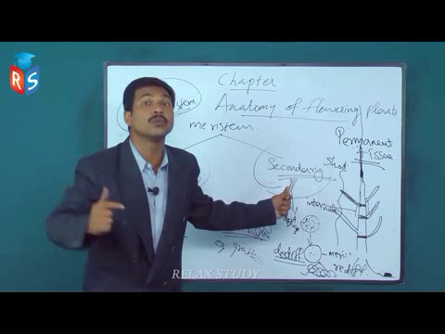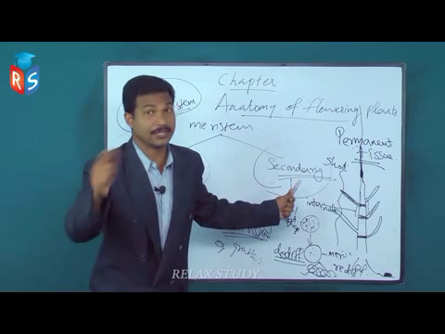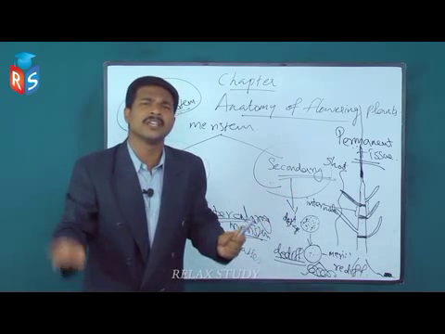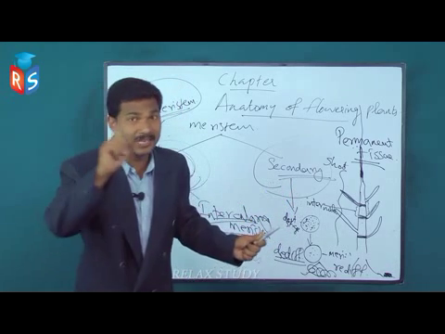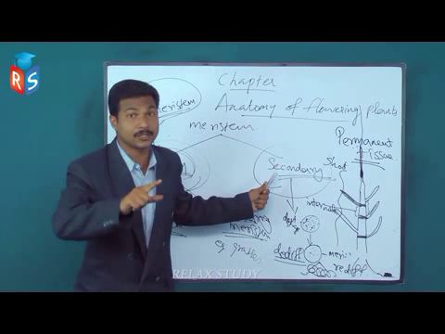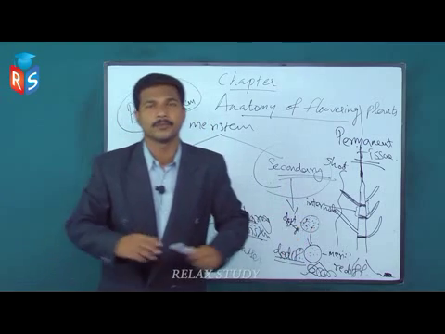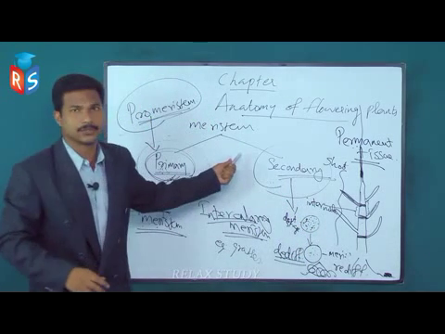So at the time of wound development, some meristem cells are formed. That is an example of secondary meristem that will develop in monocot plants also. But mainly secondary meristems are developed in dicot plants only, and those secondary meristems are responsible for increasing the girth or thickness of the plant body. Now we are going to see the further classification of this meristem.